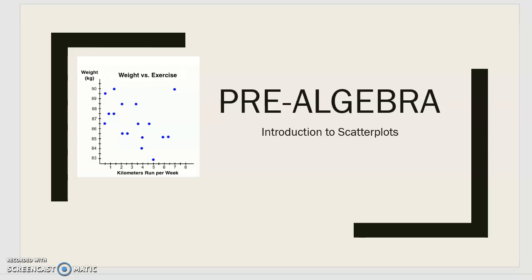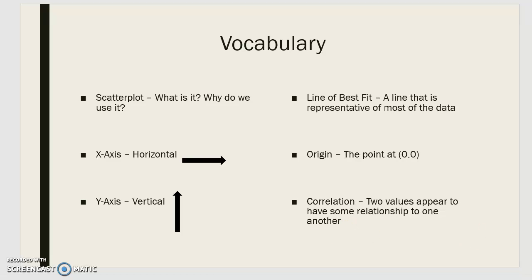So we are going to start off today and learn some vocabulary for scatterplots and just get moving on it. All right. So like I said, first things first is vocabulary. And so our first thing that we need to talk about is obviously what is a scatterplot? Why do we use it? How are they helpful? What kind of data do they represent? And that kind of thing.